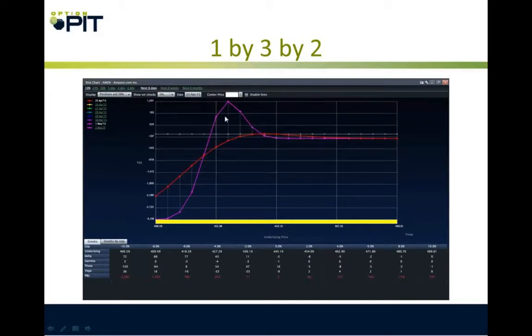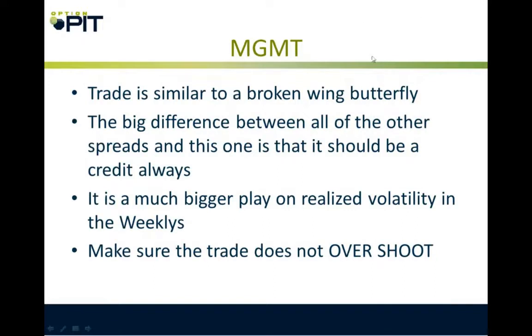All right, so if you've got a directional opinion in an index, especially bullish. So if I think S&P 500 is going up and volatility is somewhat high in the week, a 1x3x2 can be an awesome spread. Things like non-farm payrolls, these guys can be great. So the trade is similar to a broken wing butterfly, which I'm going to cover.